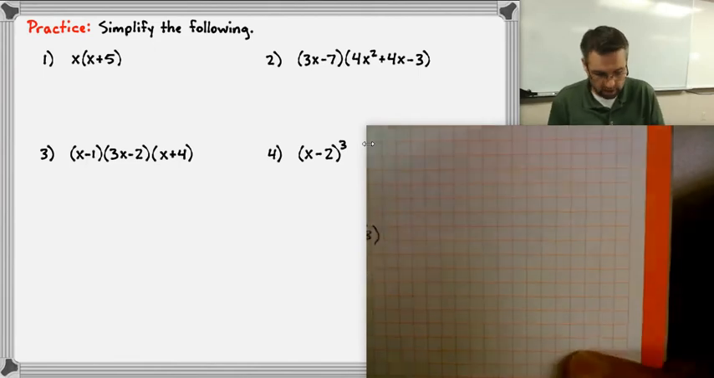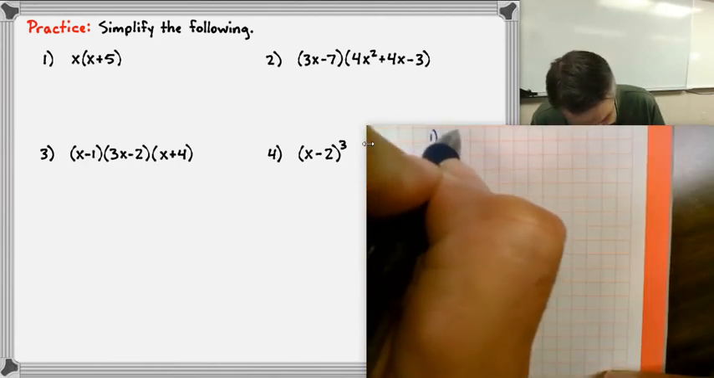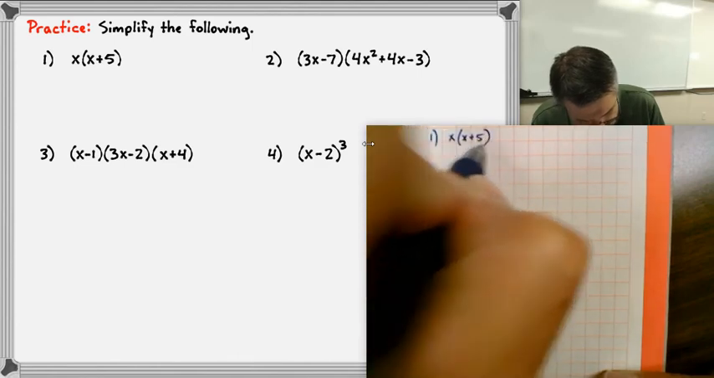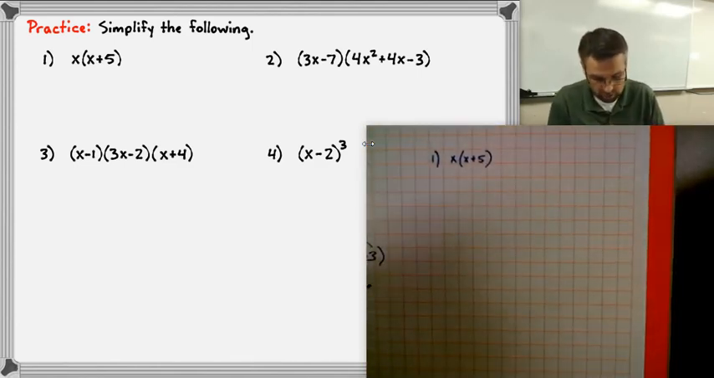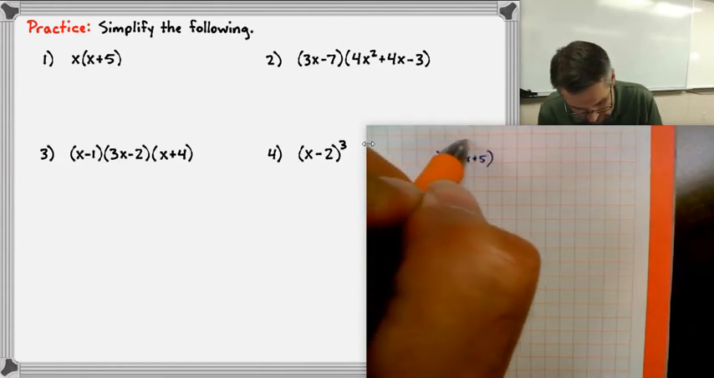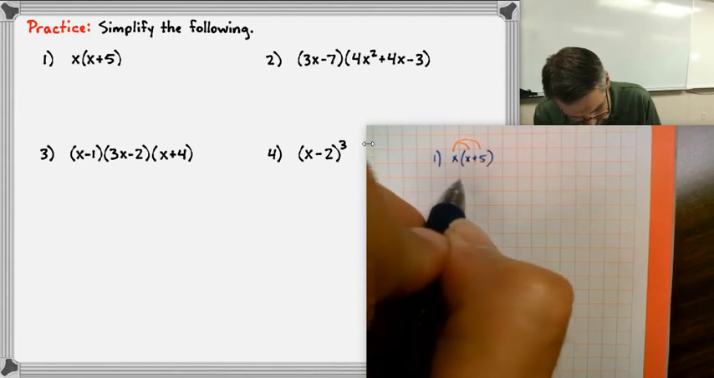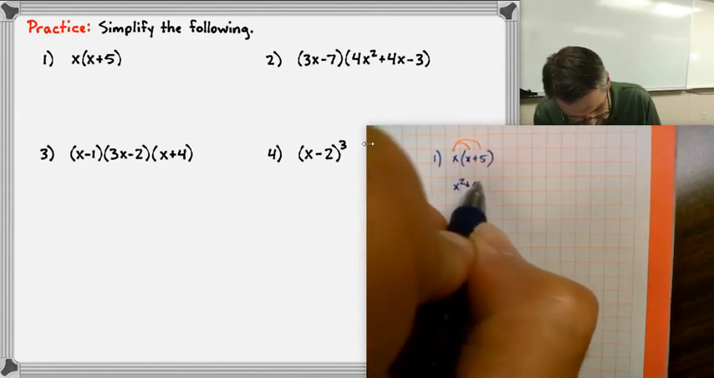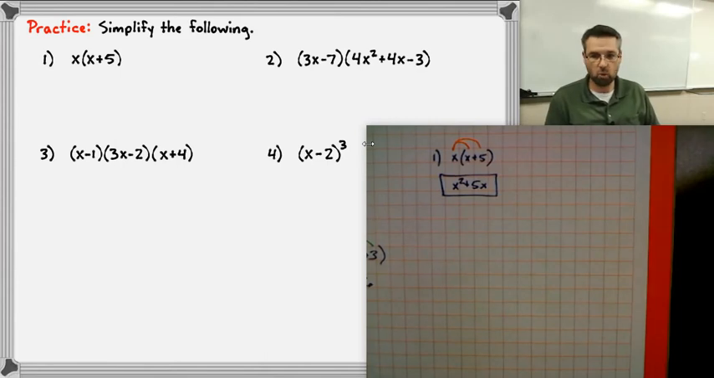For number 1 here, we've got x times x plus 5. Now this one's pretty straightforward. This is not even multiplying polynomials necessarily. We're just going to distribute the x in there because that's a monomial. That's just one term. So x times x is x squared and x times 5 is 5x. And we are done with number 1.